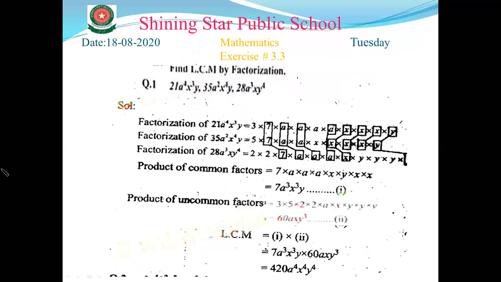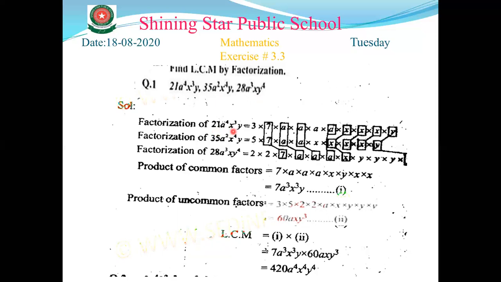Exercise 3.3 and question number 1. 21 a power 4 x cube y, 35 a square x power 4 y, 28 a cube x y power 4. So we did these types of questions in our previous lectures, but we found their HCF. Now today we have to find LCM. So again the same process.